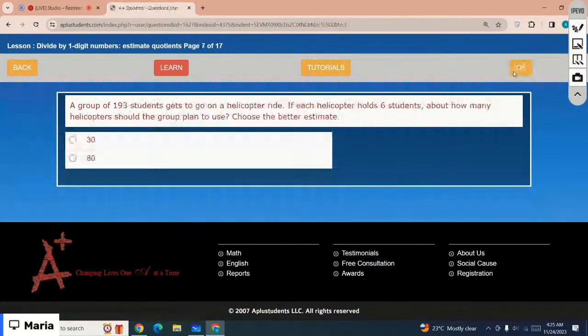Okay, a group of 193 students gets to go on a helicopter ride. If each helicopter holds 6 students, about how many helicopters should the group plan to use? Choose the better estimate. Which is the correct option?